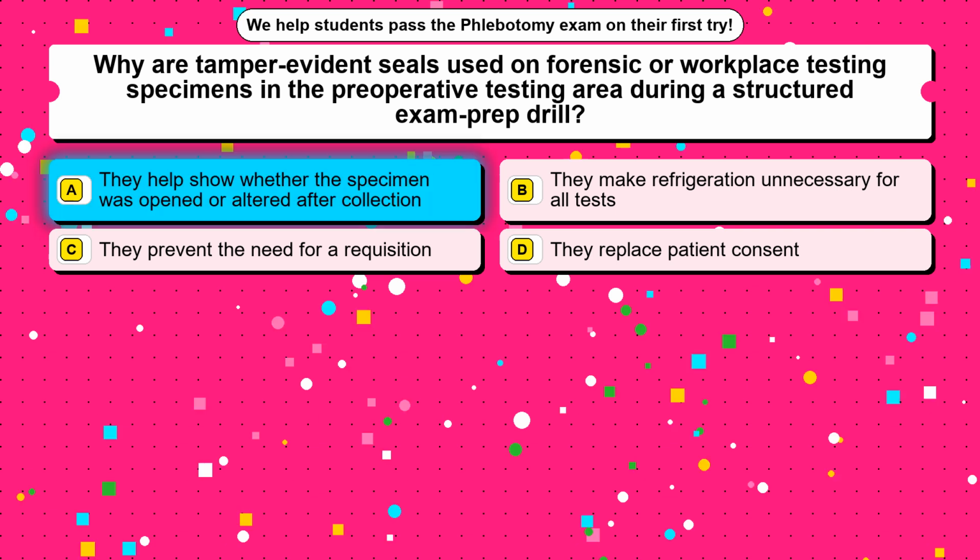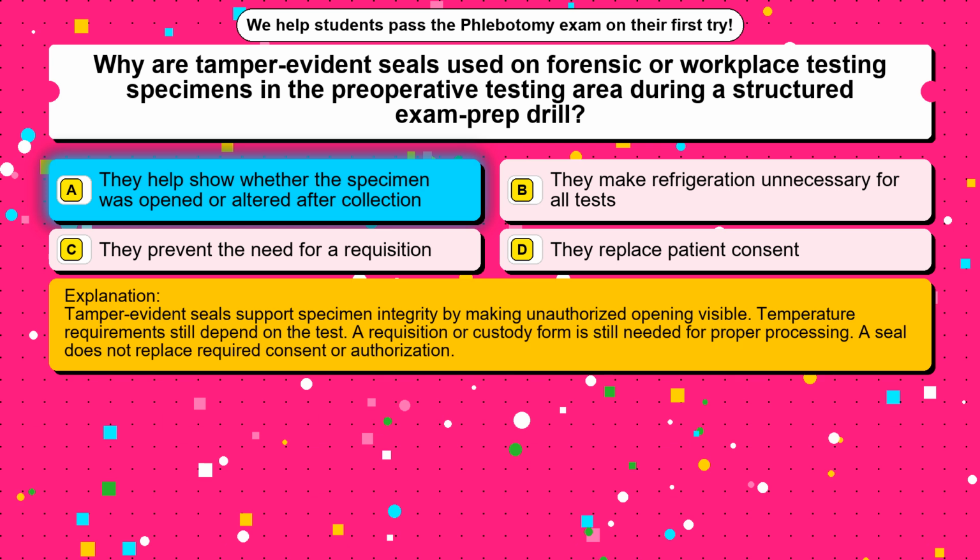The correct answer is option A. They help show whether the specimen was opened or altered after collection. Tamper-evident seals support specimen integrity by making unauthorized opening visible. Temperature requirements still depend on the test. A requisition or custody form is still needed for proper processing. A seal does not replace required consent or authorization.